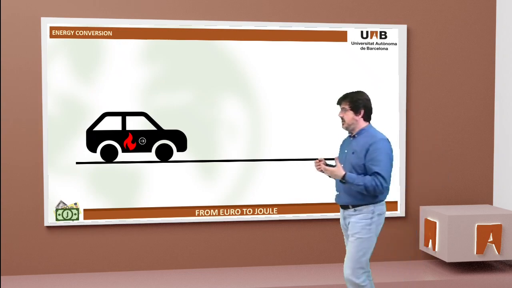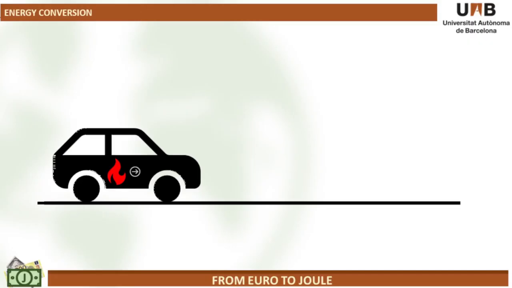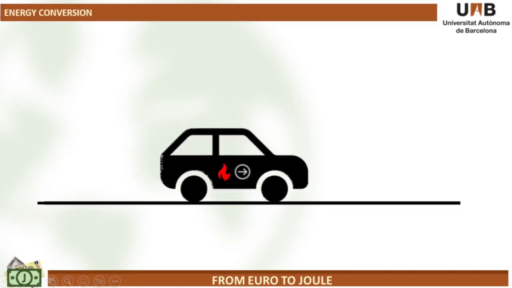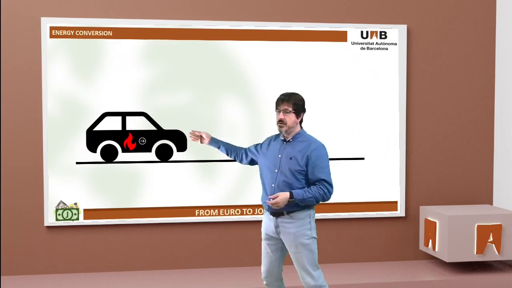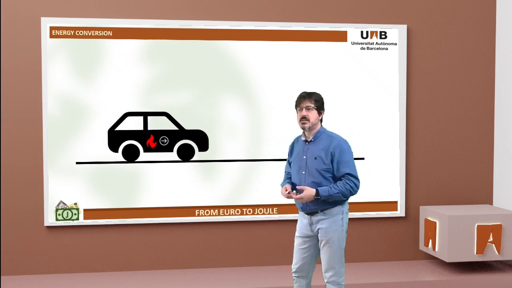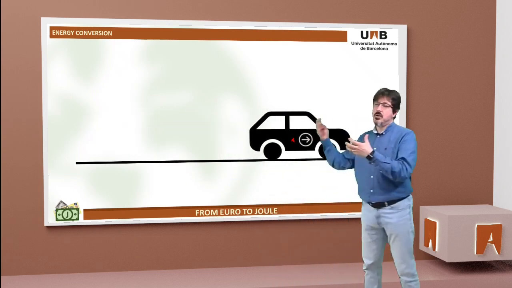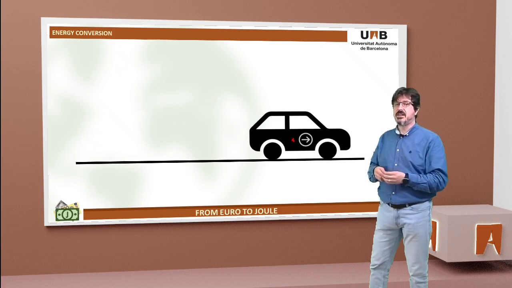by analyzing what a vehicle is. A vehicle is a machine that uses the energy that is stored in a fuel and transforms it into another kind of energy, which is the kinetic energy of the vehicle.